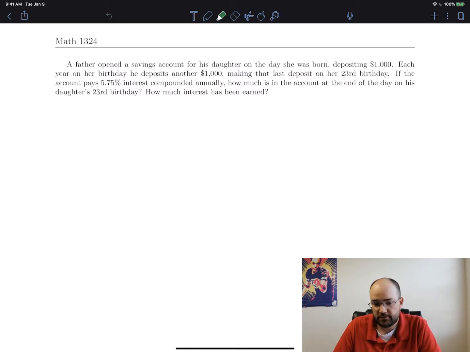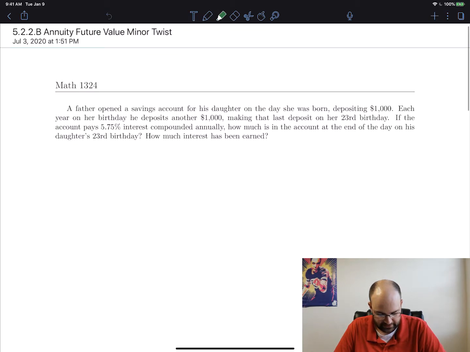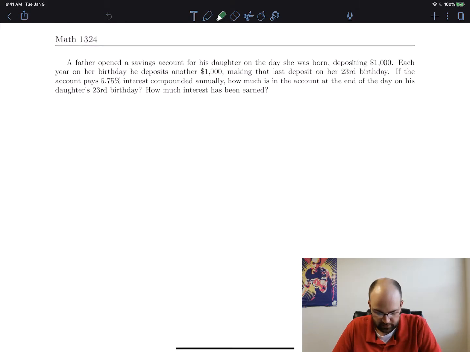This is Math 1324, Chapter 5, Section 2, Example 6, I think. Something like that. Anyway, a father opened a savings account for his daughter on the day she was born, depositing $1,000. Each year on her birthday, he deposits another $1,000, making that last deposit on her 23rd birthday. If the account pays 5.75% interest compounded annually, how much is in the account at the end of the day on his daughter's 23rd birthday? How much interest has been earned?